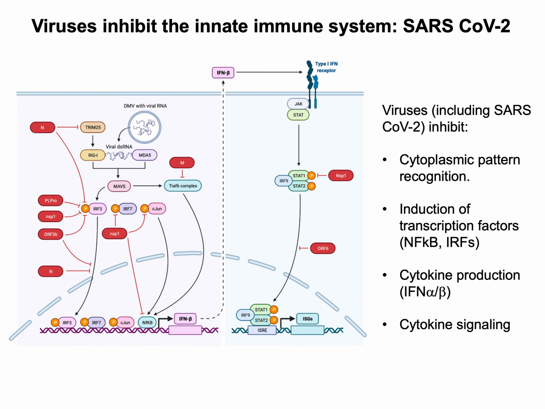However, in the case of SARS coronavirus, there's a number of molecules that inhibit almost every step of this pathway. They inhibit the activation of RIG-I, they inhibit the activation of NF-kappa B, they inhibit the activation of interferon response factors, and they inhibit cytokine signaling induced by interferon beta in the target cell.